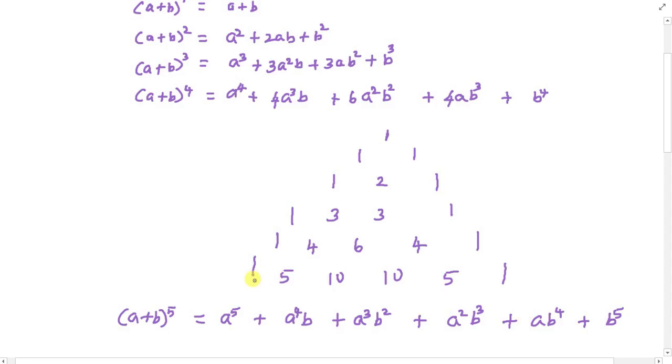And what are the coefficients for the terms between a power 5 and b power 5? This is 1, 5, 10, 10, 5, 1. So we can use this Pascal's triangle to find the coefficients of the terms in between a power 5 and b power 5 for the expansion (a + b) whole power 5.